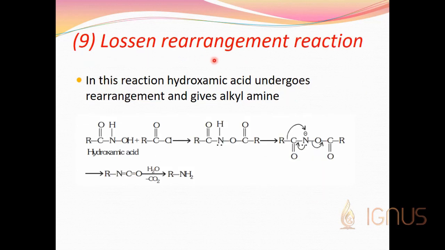Next, Lossen rearrangement reaction. In this reaction, hydroxamic acid undergoes rearrangement and gives alkyl amine. This is a hydroxamic acid. When we treat it with acid chloride, this O minus NOH will be there. If it loses the proton, it will be O minus. This whole will act as a nucleophile and attack over this CO and expel out this Cl. You will be getting this product. Again, this will undergo rearrangement to give RNCO. If we hydrolyze this, you will be getting amine. This is not such an important reaction.